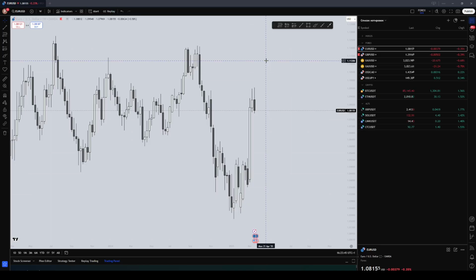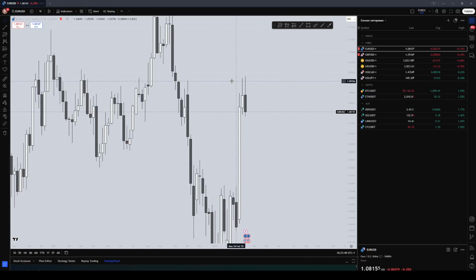So let's start, as always, from Euro, weekly time frame. Let's analyze the previous weekly analysis, what I expected. I expected a sweep of the previous week high or a test of this weekly imbalance. As we can see, both happened.